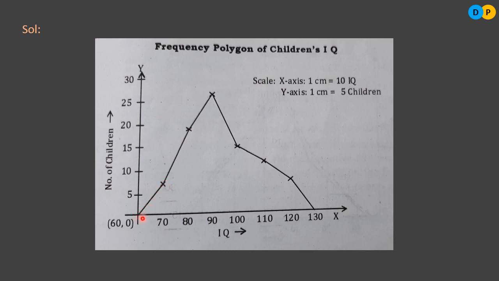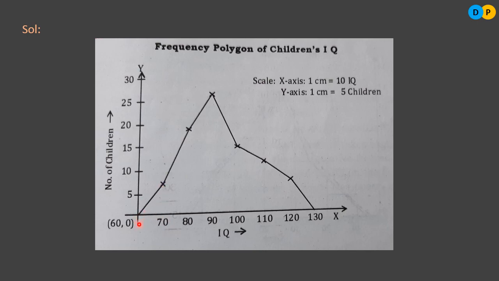Why? Because we do not have a class interval. If we had class intervals, we would have gone with the midpoint. But there is no class interval. So what is the imaginary limit then? What is the width between successive values? Variables 70, 80, 90 have a width of 10. So what will be the imaginary limit before 70? 60. So we need to join at 60.